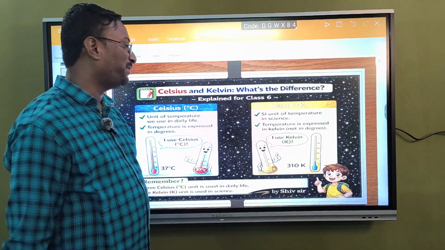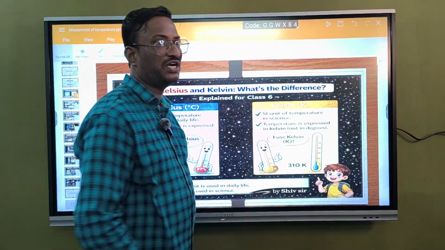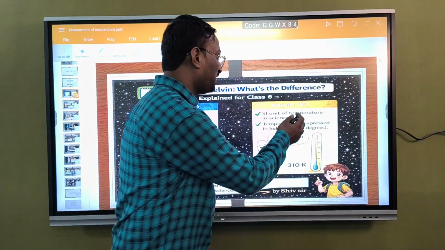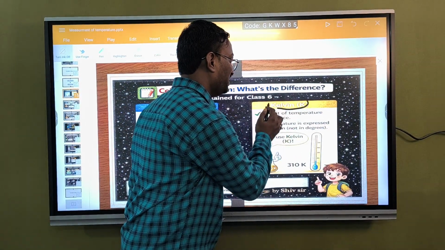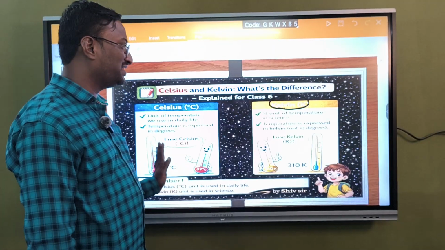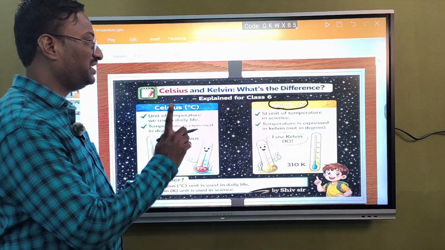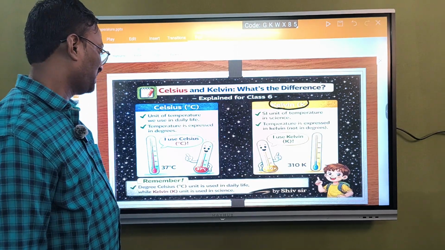Celsius is the general unit of temperature, but the SI unit, which we have studied in the previous chapter, is Kelvin, the standard unit. Temperature is generally expressed in degrees, but Kelvin is not expressed in degrees.